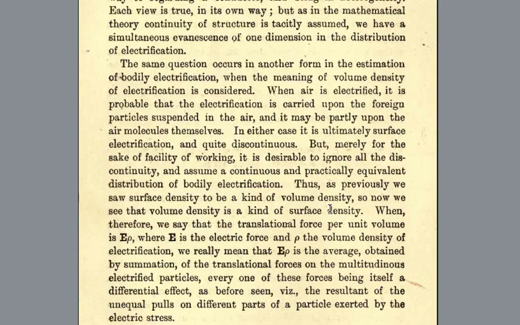When air is electrified, it is probable that the electrification is carried upon the foreign particles suspended in the air, and it may be partly upon the air molecules themselves. In either case, it is ultimately surface electrification and quite discontinuous. But merely for the sake of facility of working, it is desirable to ignore all the discontinuity and assume a continuous and practically equivalent distribution of bodily electrification. Thus, as previously we saw surface density to be a kind of volume density, so now we see that volume density is a kind of surface density.